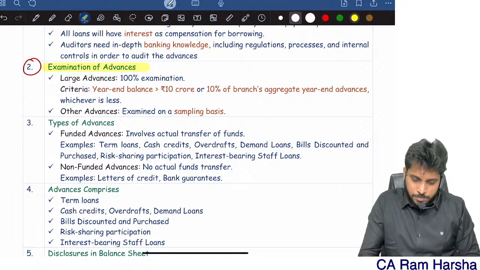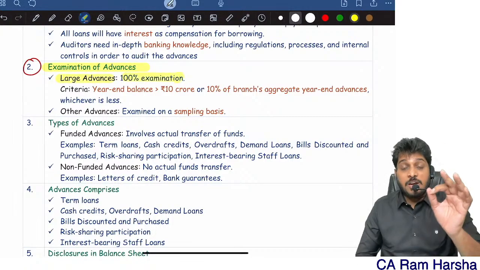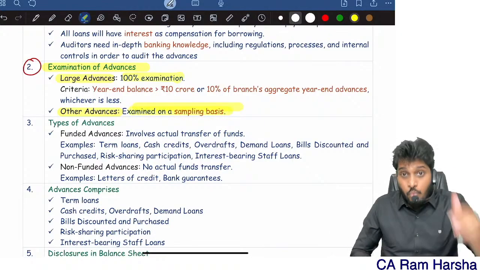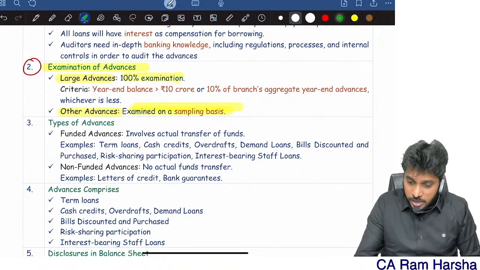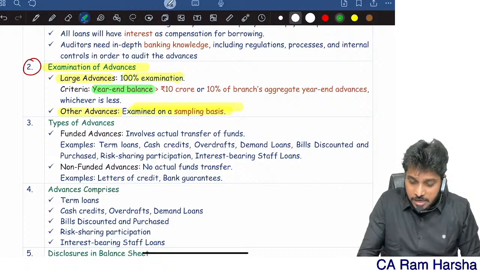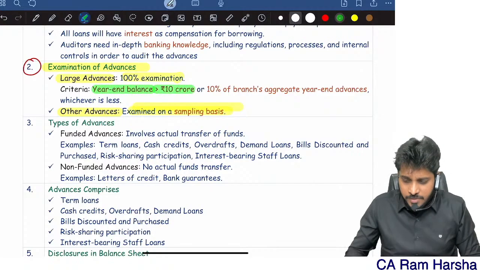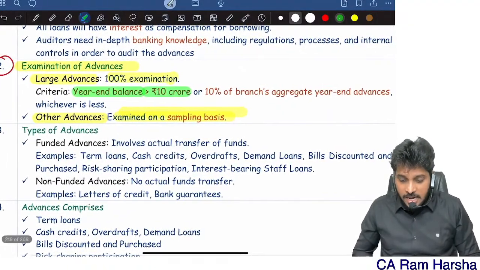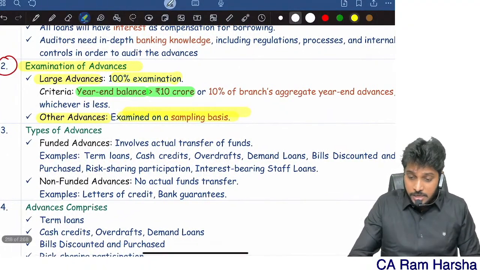Okay, so examination of advances, most important. Large advances you should verify 100%, remaining advances on a sample basis. Sir, what is a large advance? An advance is considered a large advance if the year-end balance is more than 10 crore. If the year-end balance of the advance is more than 10 crore, automatically it is considered a large advance, or if it is 10 crore.